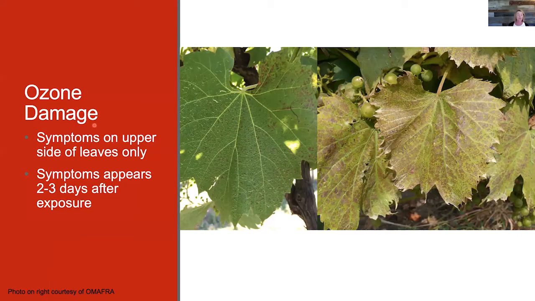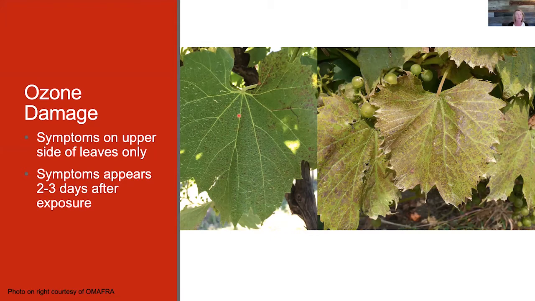Okay, ozone damage. This is actually fairly common and a lot of times is confused with a micronutrient or a macronutrient disorder. The symptoms for ozone damage, you get this speckling, rust-like appearance on the leaves. However, it's only on the upper side. If you turned it over, you wouldn't see this same discoloration. Again, fairly uniform on the leaves. And when you'll see this is about 2 to 3 days after there's been a high level of ozone in the air.